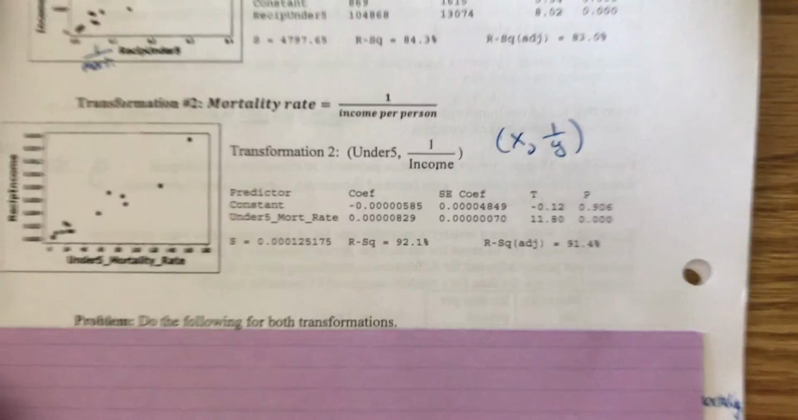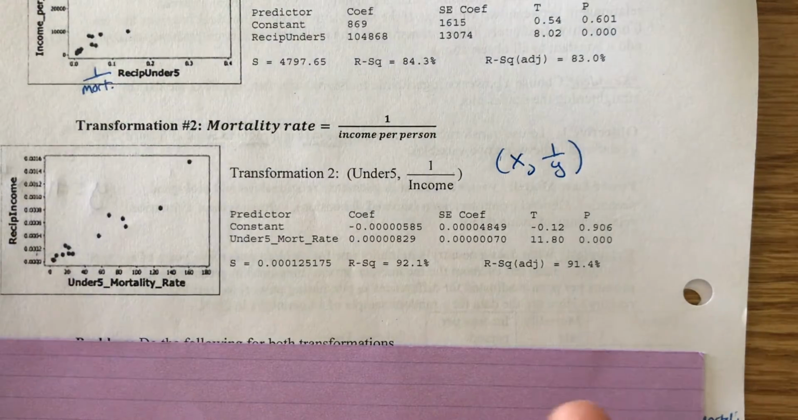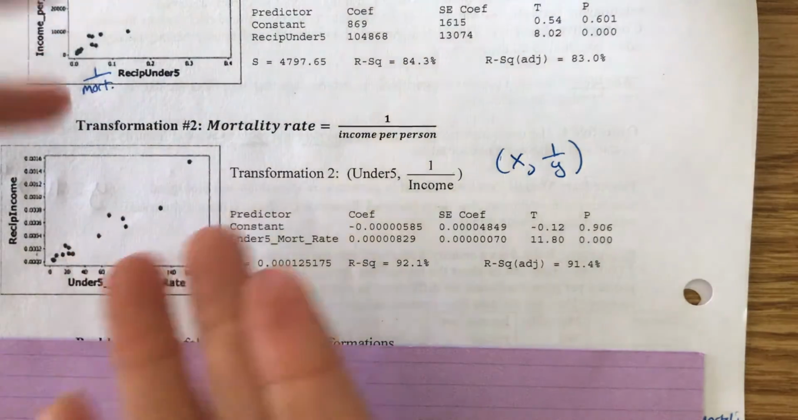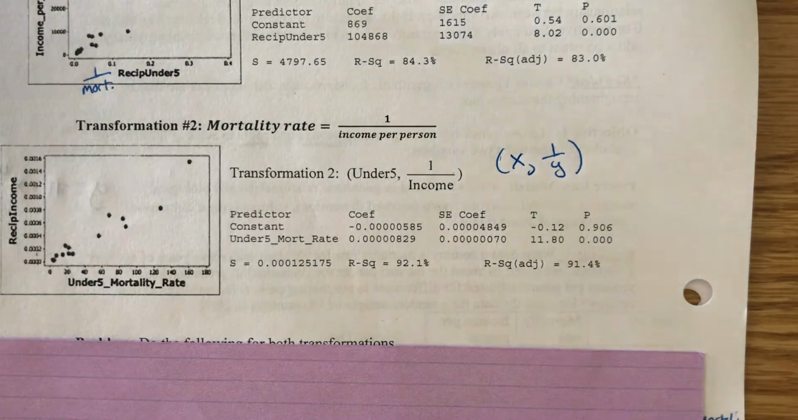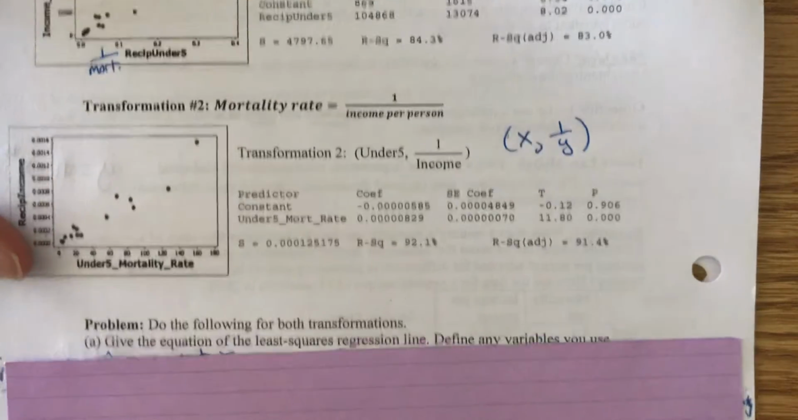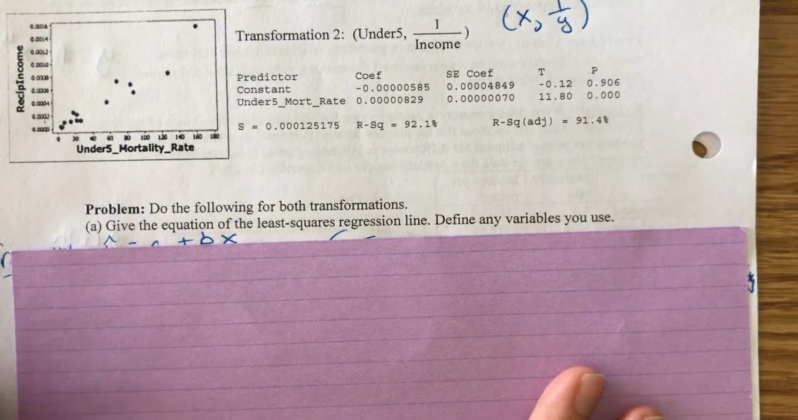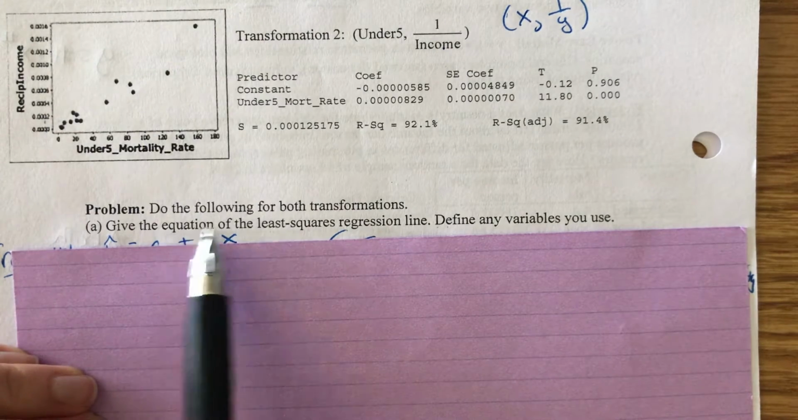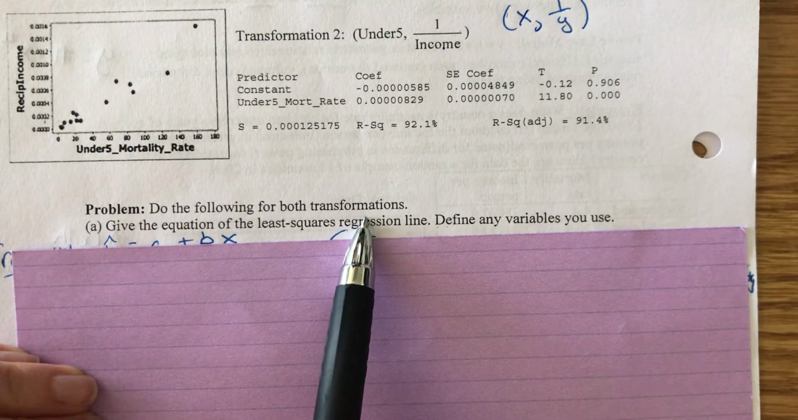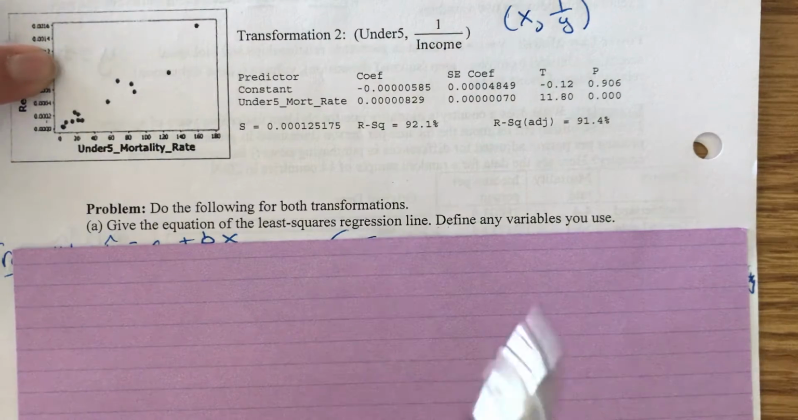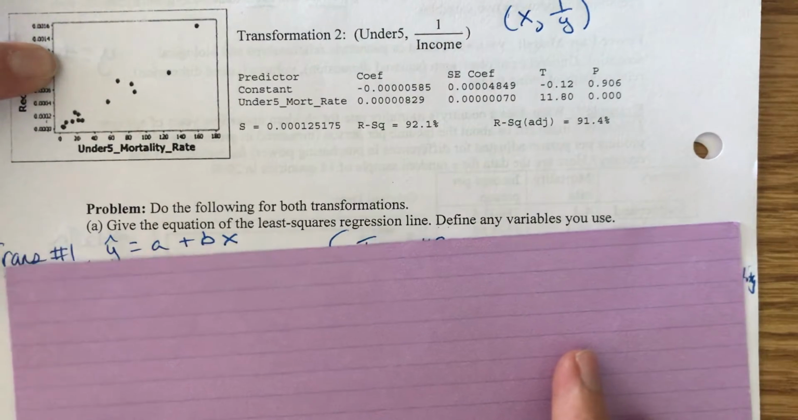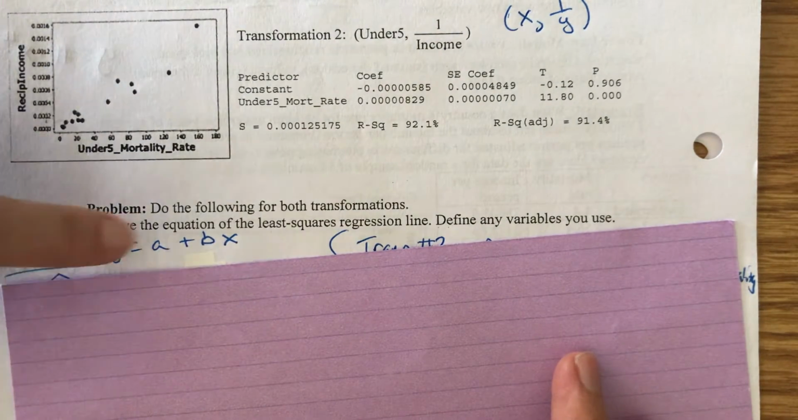Again, a lot of times you're going to be provided this kind of stuff, and we just need to then talk and work with them. So the first thing for this problem is we want to do the following for both transformations. We want to find the equation of the least squares regression line for the first transformation and for the second transformation. Okay, so we know that it's y prime or y hat equals a plus bx.